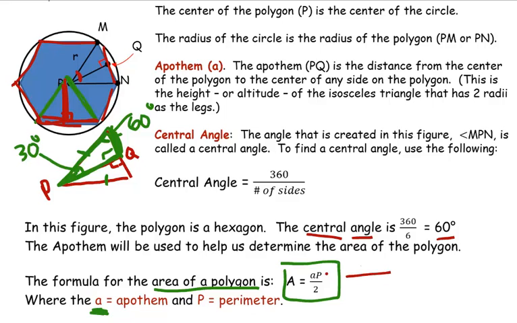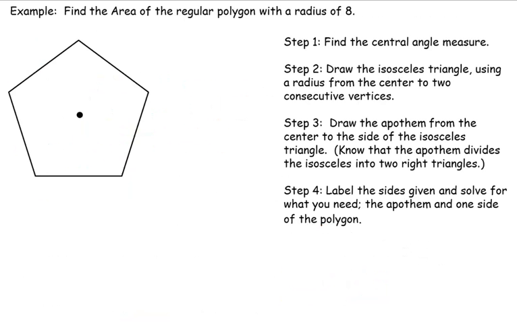So this takes all of my triangles, however many I have for that particular polygon, and gets me the area with just one formula, rather than having to find the area of one triangle, the isosceles triangle, and then multiply by how many triangles there are. So that's the formula that we're going to end up using.